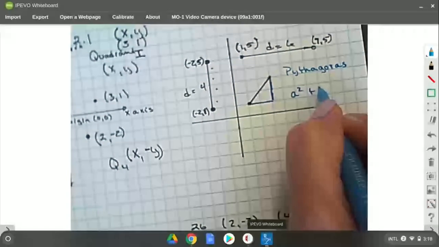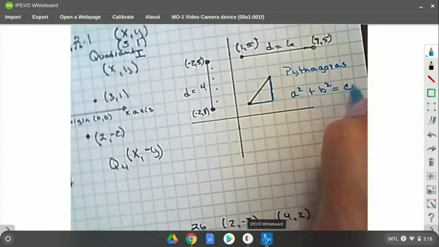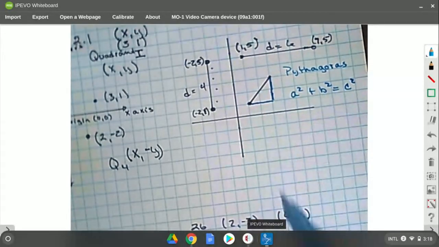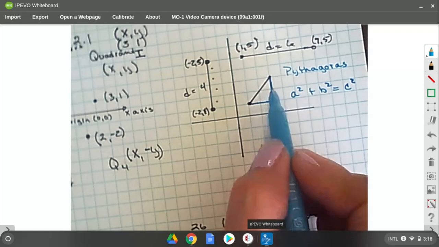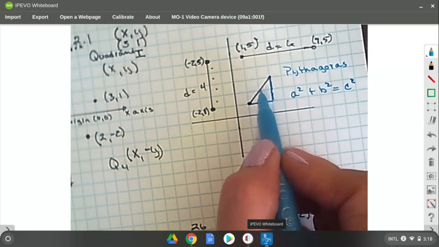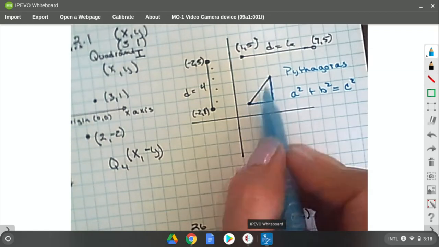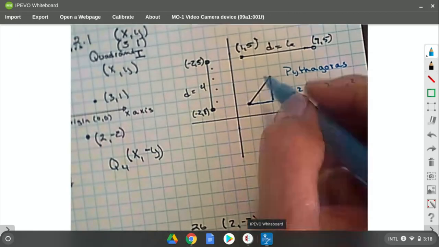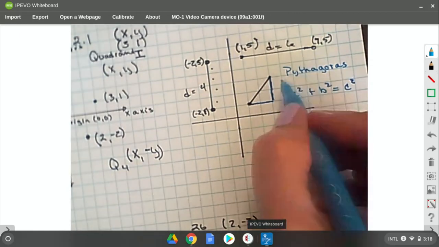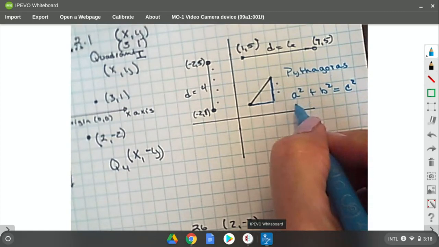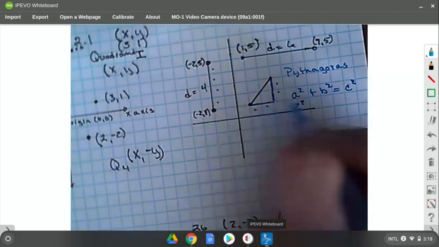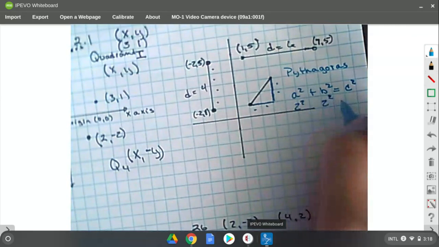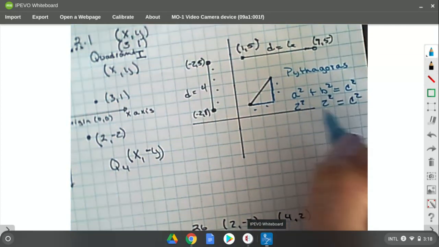A squared plus b squared equals c squared. And remember my legs, the A and B are the two shortest sides, and the length, the distance that I want to find out is going to be my longest side. So I have 2 here, so I would say 2 squared, and 2 here, so I would say 2 squared equals c squared.